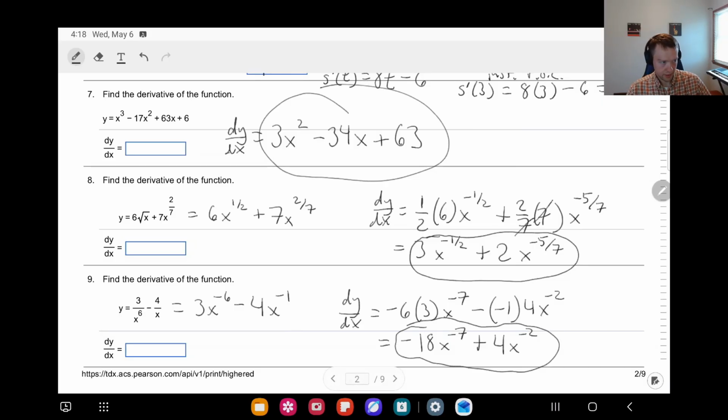And if we want to, we could go a little farther. Pearson actually gives their answer like this, though I think what we wrote would be fine. But this is how Pearson did it, so I'll write it. Same thing.